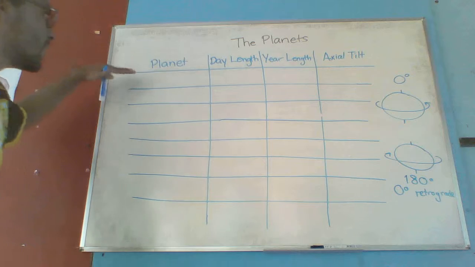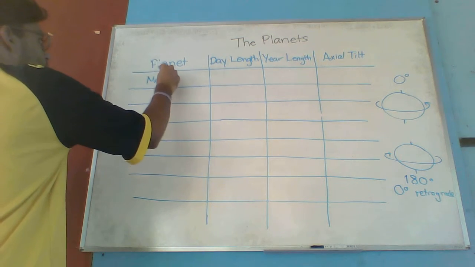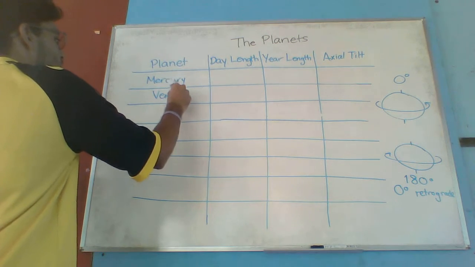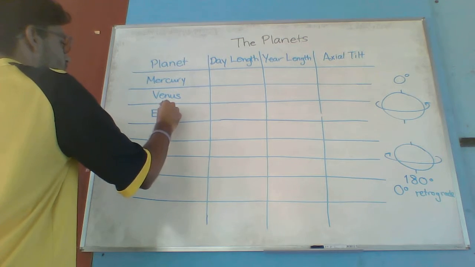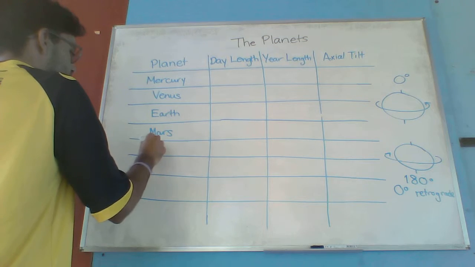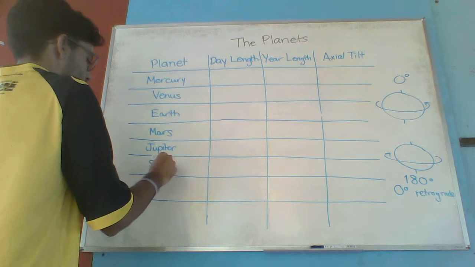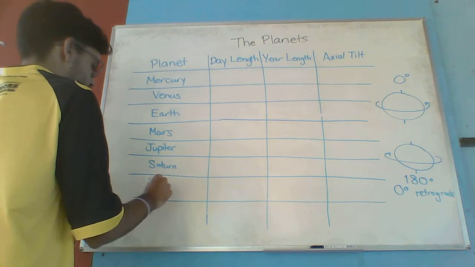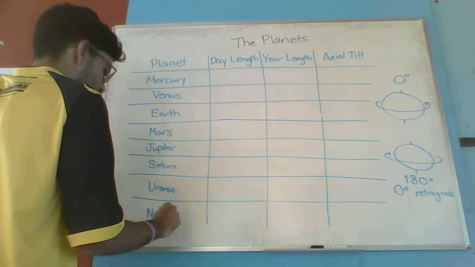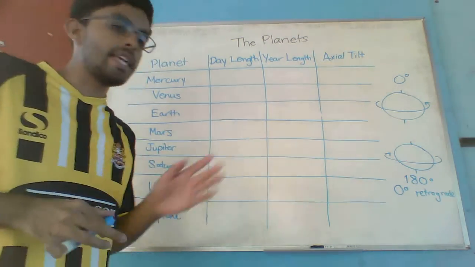So, we're going to go through all the planets. Make sure you have enough rows that you can write down all the planets. So we'll start off by writing in the names of the planets. So we've got Mercury, Venus, Earth, Mars, Jupiter, Saturn, Uranus, and Neptune. So we've got 8 planets. We're going to talk about the day length, the year length, and the axial tilt.